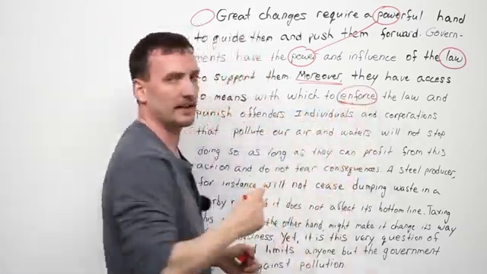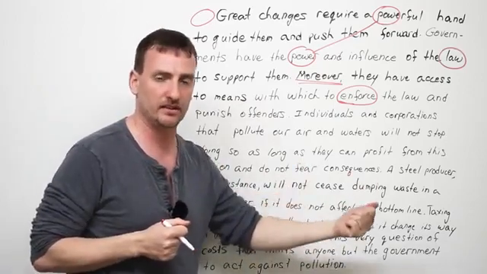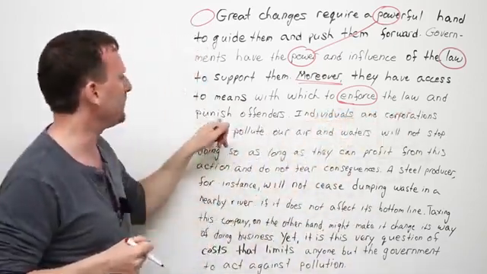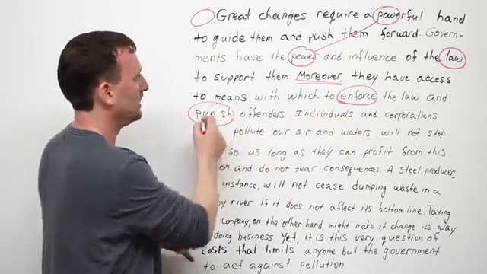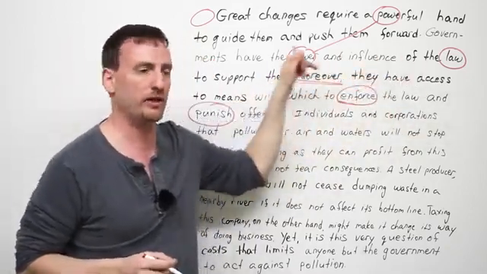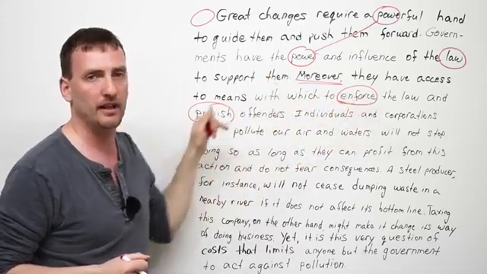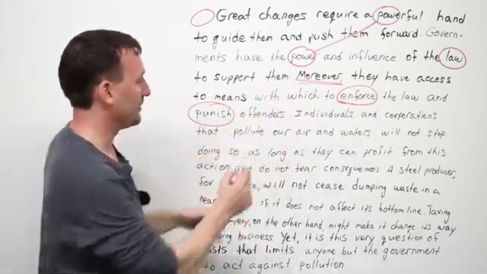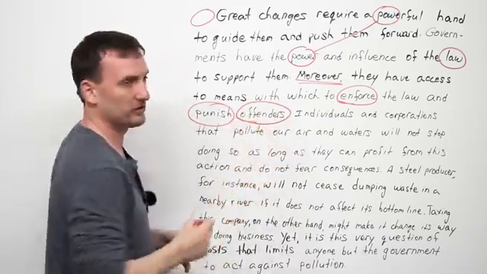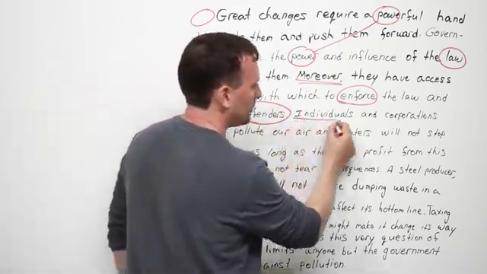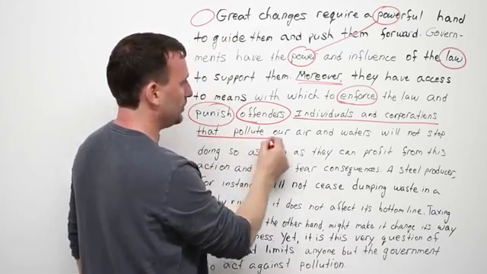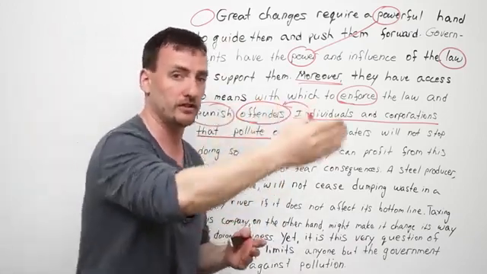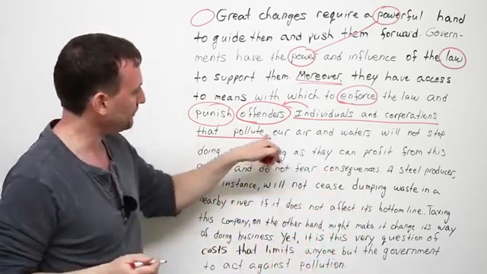So here, again, another idea. Enforce means put into effect, make sure that it actually happens. Enforce the law and punish offenders. So they have the power of the law. With this power, they can enforce and punish. Everything, I'm connecting everything to everything. Offenders. Now here, I'm talking about offenders. Individuals and corporations that pollute. These are the offenders. So one sentence flows into the next sentence, into the next sentence.